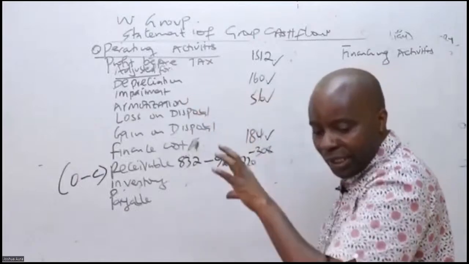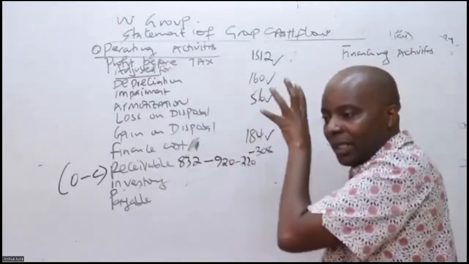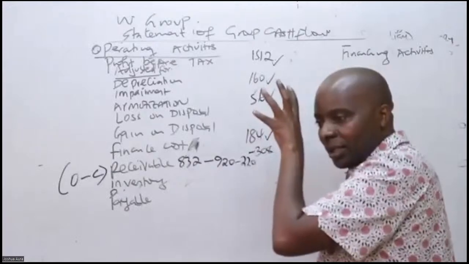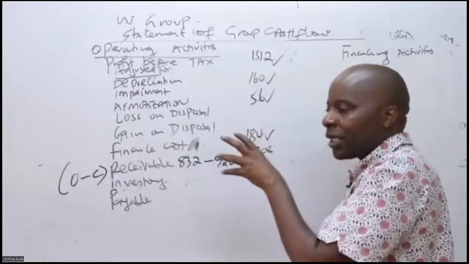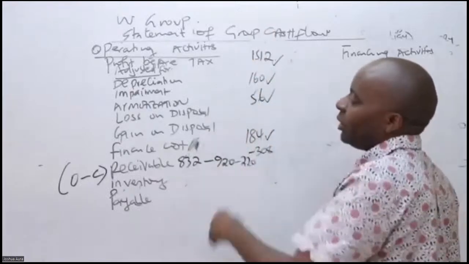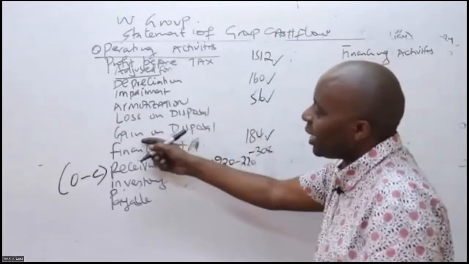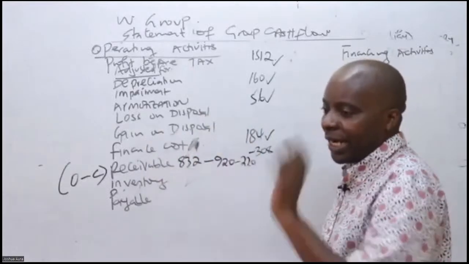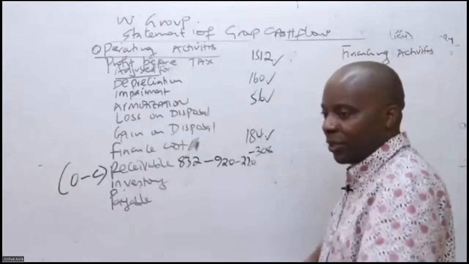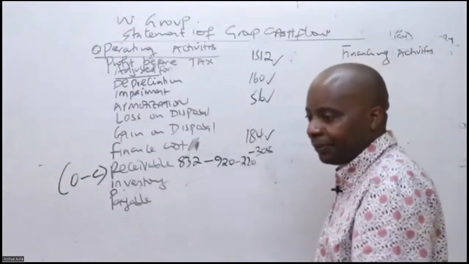That is why we are adding. Any losses and costs shall always be added back. The only things you will subtract here are things like gains. Expenses and losses are added back. Gains and profits, you subtract.